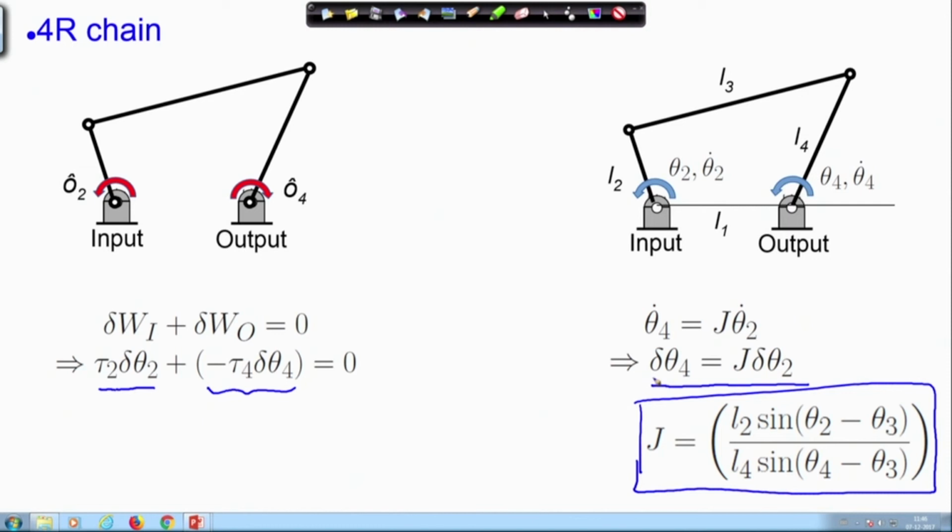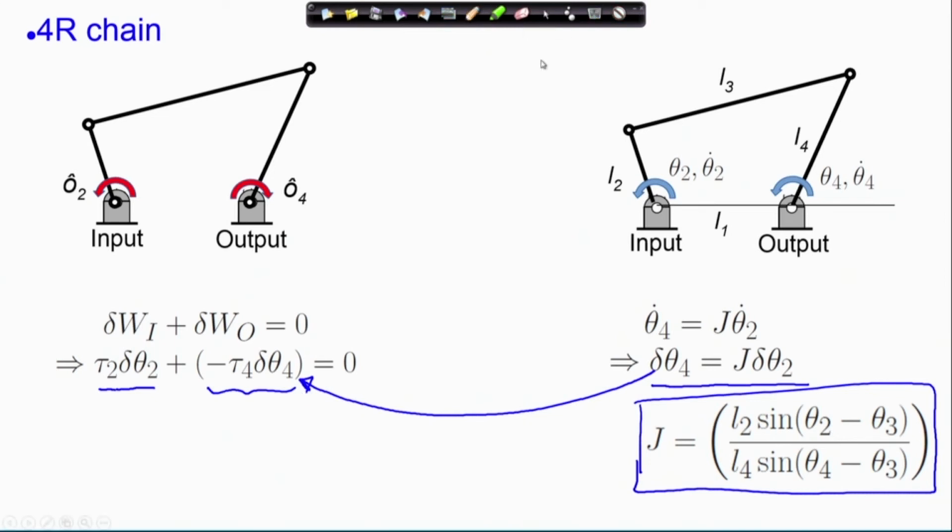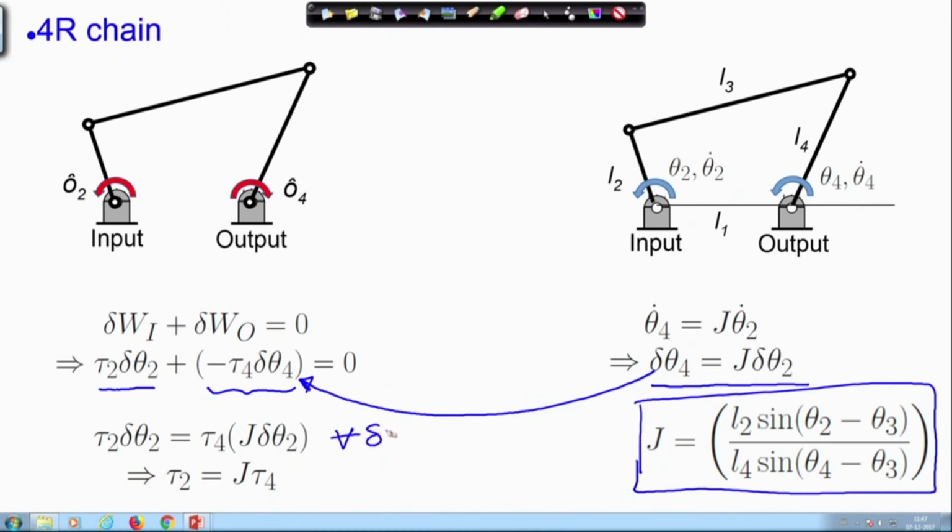So, therefore, if I substitute this expression of delta theta 4 in the virtual work expression, what I have is torque at the input times delta theta 2 must be equal to torque at the output times J times delta theta 2. Now, delta theta 2 can be arbitrary. So, this should be true for all delta theta 2 or any delta theta 2. So, this can happen only when the torque at the input is J times the torque at the output.